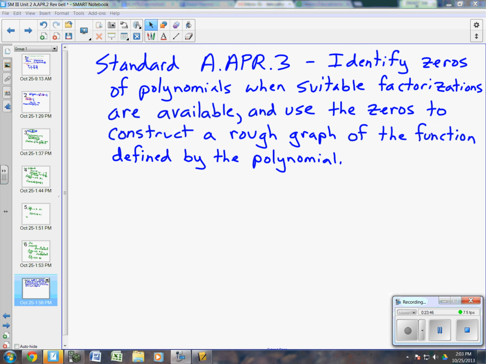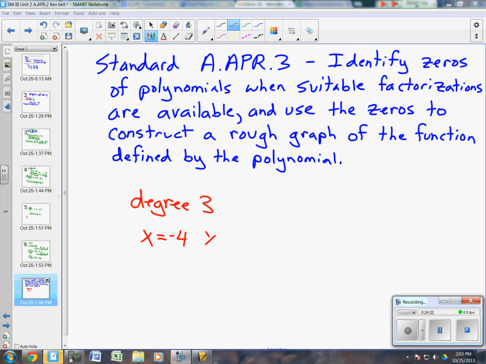I want to know, if I told you that I have a polynomial of degree 3, and I told you that 3 of the solutions were negative 4, positive 2, and positive, let's make it positive 5 maybe. If I was to give you those 3 solutions, would you be able to write a polynomial equation that has those 3 zeros?